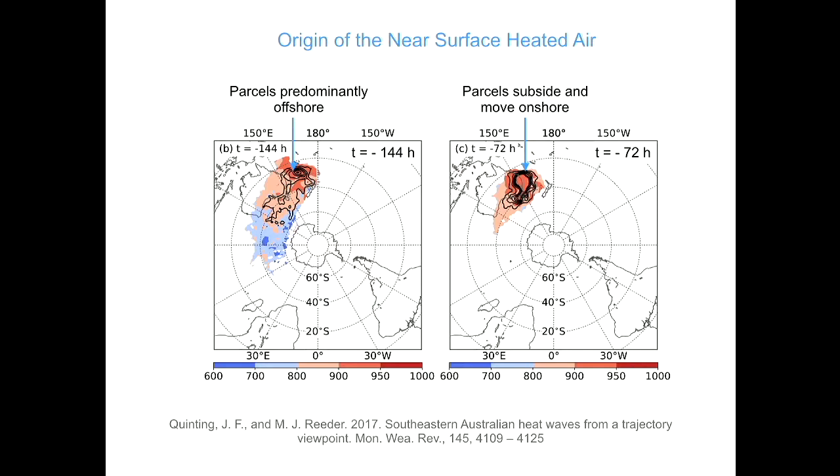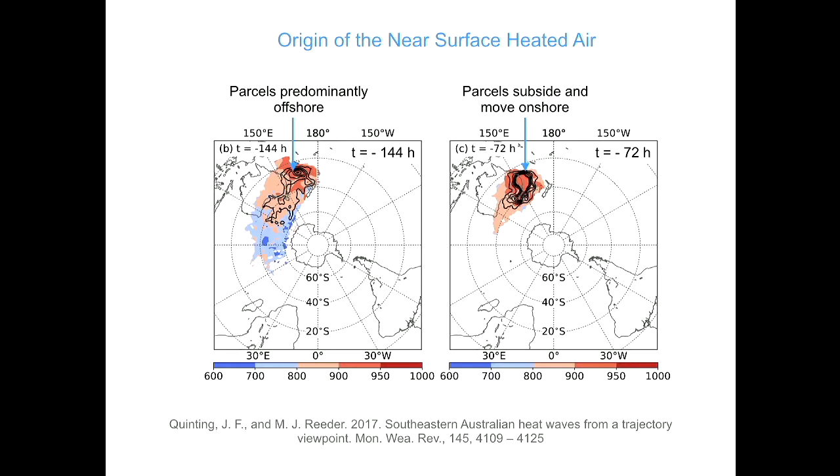At minus 44 hours, this is the pattern. At minus 72 hours, this is the pattern. Same as before, the colours represent the height. So blues are in the middle part of the troposphere, and the reds are now right near the surface. And the contours represent the density of the trajectories. So more trajectories, more contours.